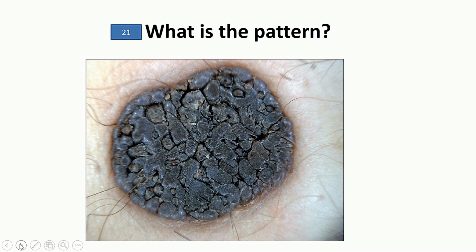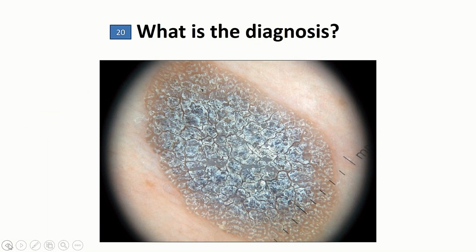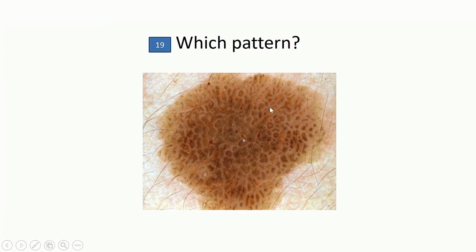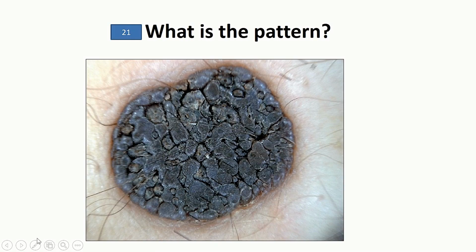What's the diagnosis? This slide resembles the brain-like pattern. It's called cerebriform pattern. The cerebriform pattern looks like the brain-like pattern, and both are suggestive of seborrheic keratosis. Brain-like pattern, and here the cerebriform pattern.